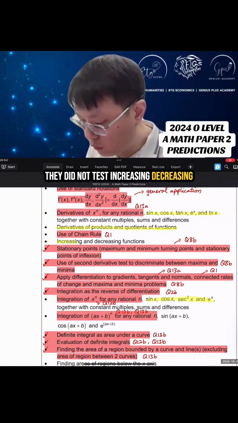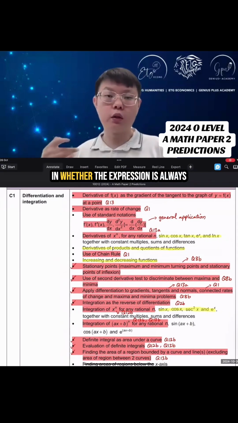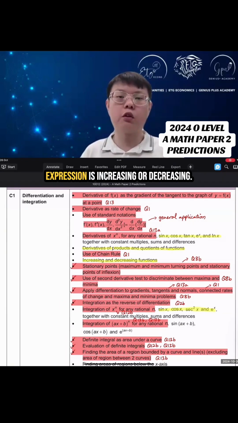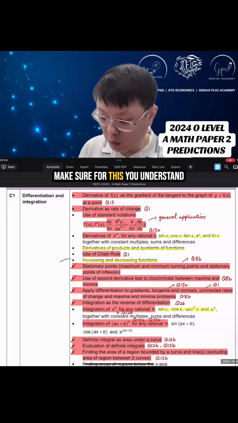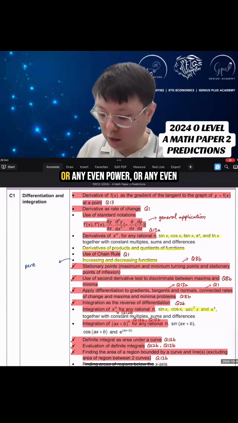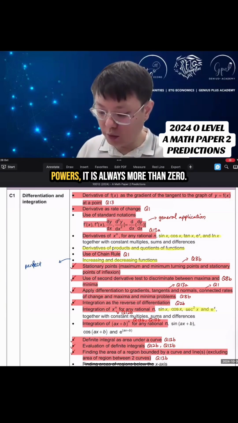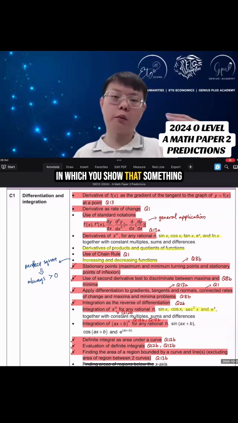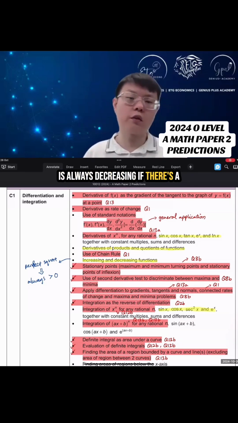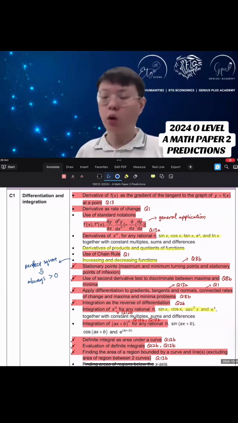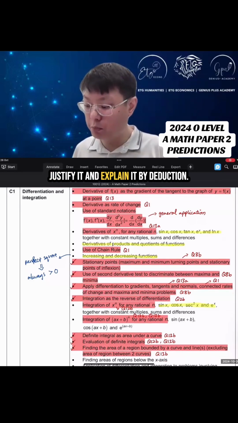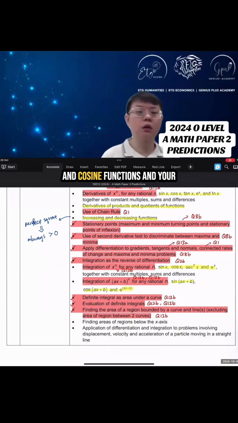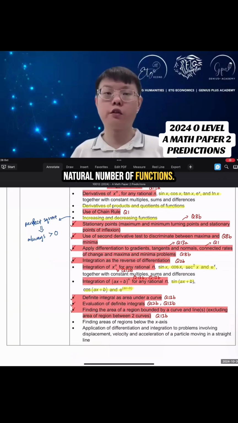They did not test increasing, decreasing function. So expect questions involving whether the expression is always increasing or always decreasing, or for what range of values the expression is increasing or decreasing. Make sure for this you understand that if you have a perfect square or any even powers, it is always more than 0. So that is by deduction one of the ways in which you show that something is always increasing, or always decreasing if there's a negative in front of the perfect square. Make sure you know how to justify it and explain it by deduction. Again, differentiation of your sine and cosine functions and your natural number functions. Please make sure you know them.